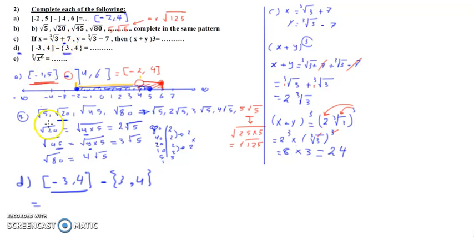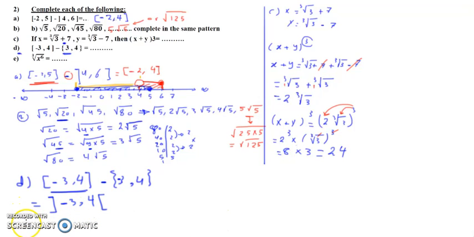So we will remove. How to remove negative 3 from the first? It will be opened at negative 3. By removing 4, it will be opened from both sides. This means that negative 3 and 4 do not belong to this interval.